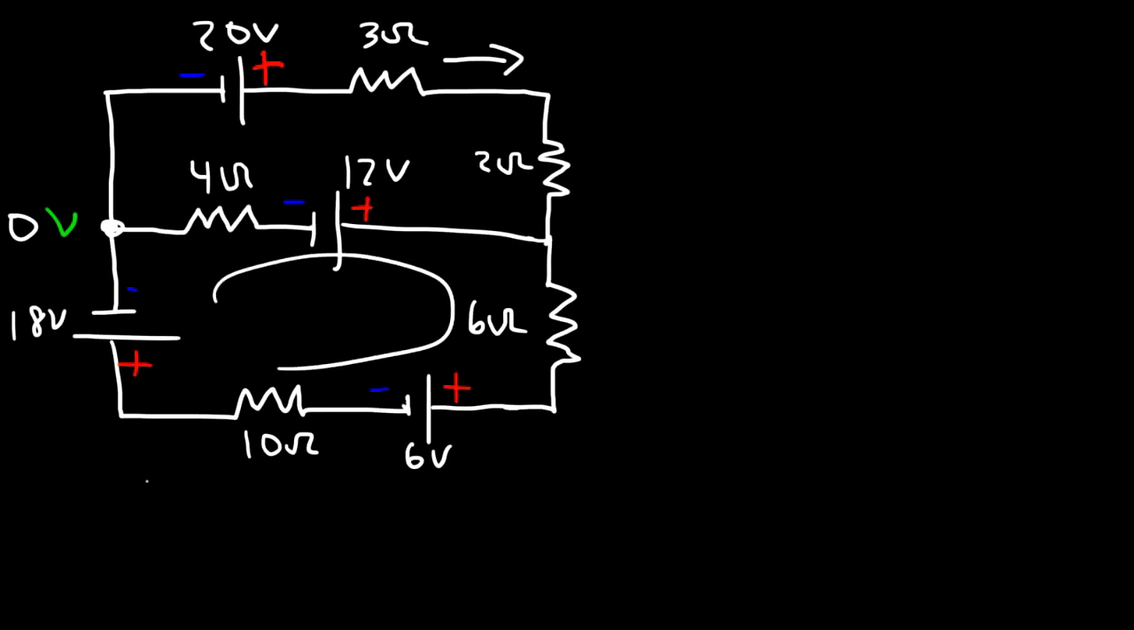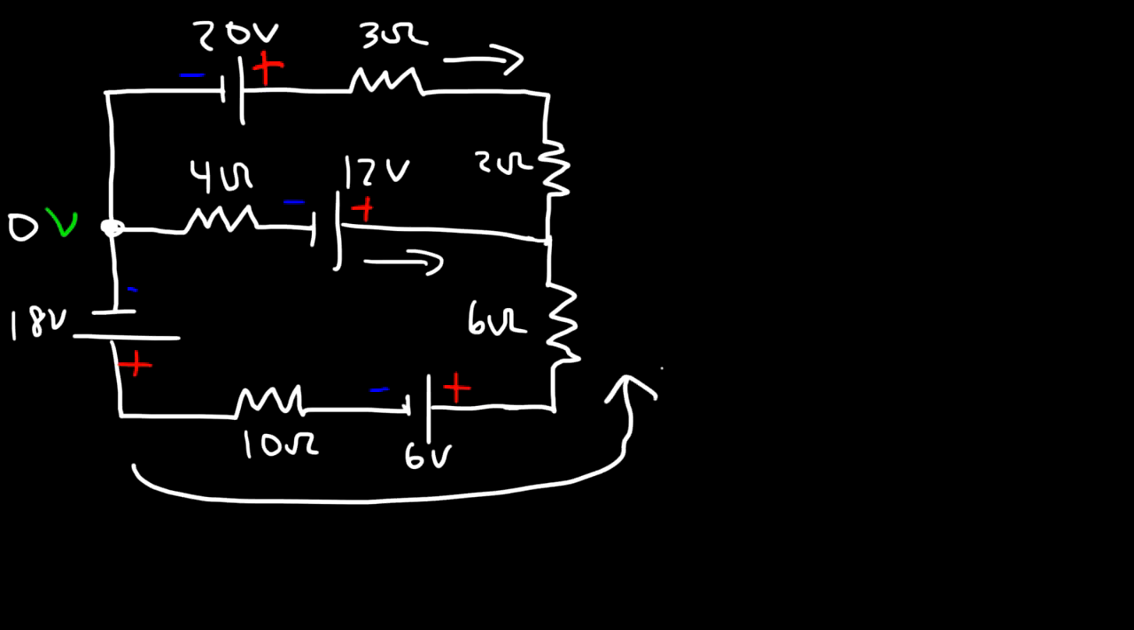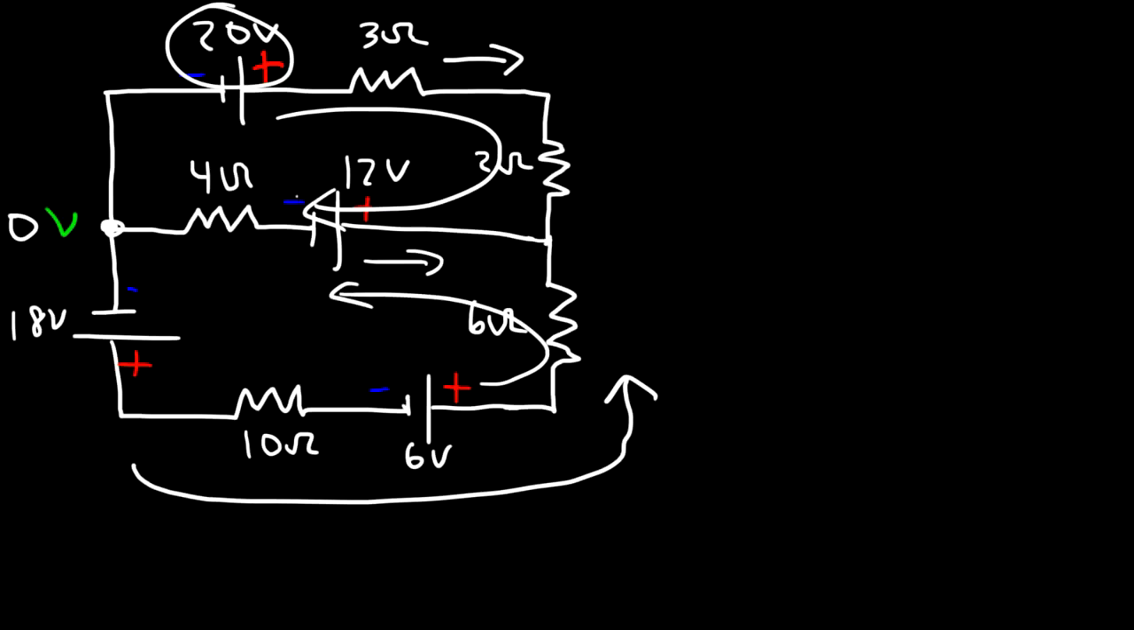Now looking at this loop, the 12-volt battery wants to send a current going in this direction, and these two batteries add up to make a 24-volt battery. The combined effect of those two batteries will want to send a current going in this direction as opposed to that direction. And this voltage wants to send a current going through this direction. So it makes sense that the current in this branch is going in that direction towards the left.